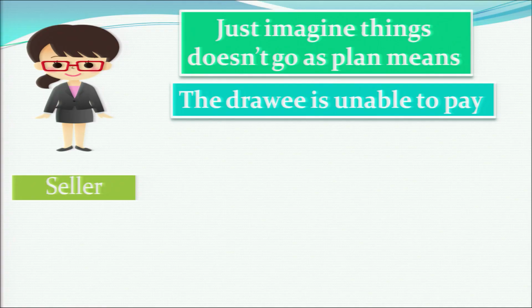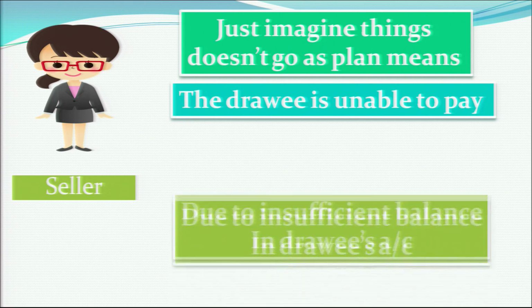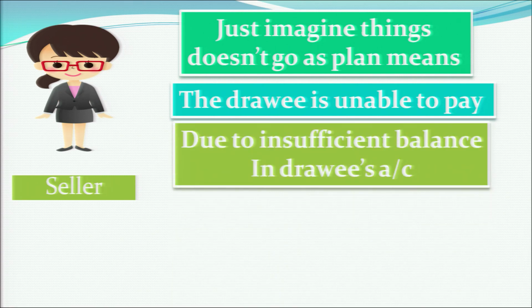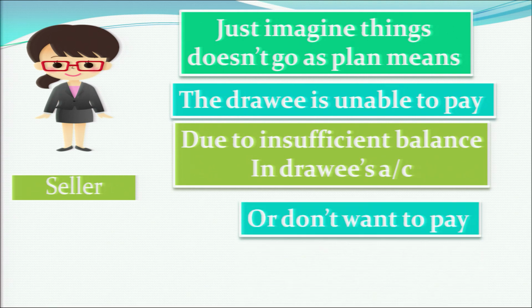Let us see. The drawee is unable to pay. The drawee is insolvent due to insufficient balance. He or she does not have enough money in the account to pay. That can be a reason. Or, I don't want to pay. Sometimes they have that attitude, a late payment behavior. That is why we have a credit score also. We always check the credit score for loans and everything. That is there to check your creditworthiness. Sometimes a few people don't want to pay.